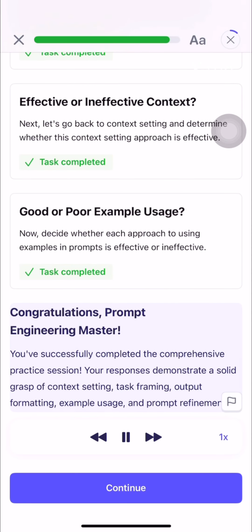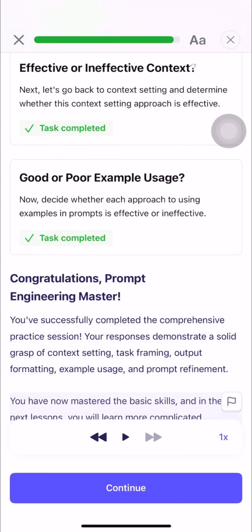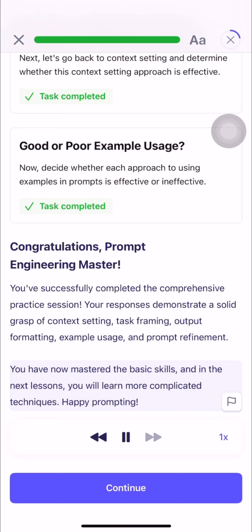Congratulations, Prompt Engineering Master. You've successfully completed a comprehensive practice session. Your responses demonstrate a solid grasp of context setting, task framing, output formatting, example usage, and prompt refinement. You have now mastered the basic skills, and in the next lessons, you will learn more complicated techniques. Happy prompting!